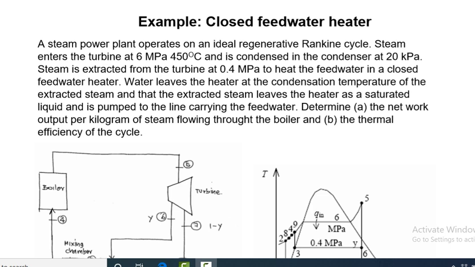Again, first of all, read it once again, and you have to identify which type of numerical is given there in the examination or in your syllabus. First of all, you have to identify that the numerical belongs to the Rankine cycle, the regenerative Rankine cycle, and in the regenerative Rankine cycle a closed feed water heater is added. Therefore, this numerical belongs to the regenerative Rankine cycle having a closed feed water heater.